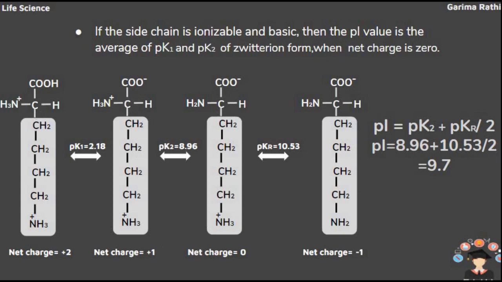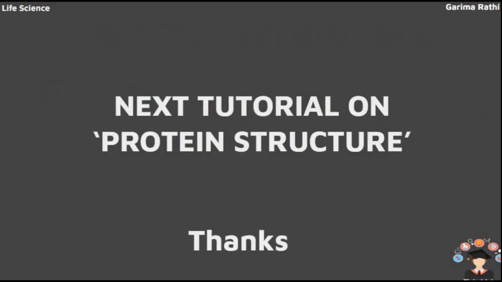Here, which pK values are considered to determine the pI value? There are 2 pK values that surround the zwitterionic form, that is pK2 and pKr. So the pI value of lysine will be 9.7.